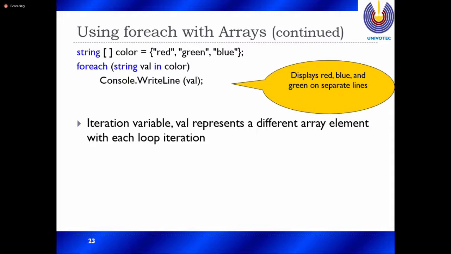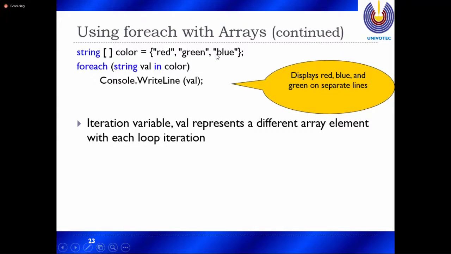Iteration variable: the iteration variable val represents a different array element with each loop iteration. How many elements are there? That many times it repeats. That is why we use the foreach. As I already mentioned, we want to study this for arrays.